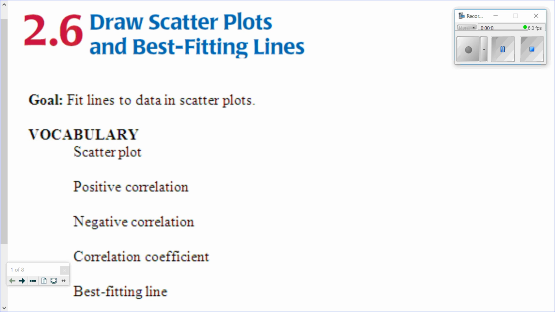Hi ladies, this is lesson 2.6. It's about scatter plots and finding the line that best fits the graph with all of your scatter plots. A scatter plot is a graph, just like our linear graphs that we've been making, but it doesn't show a full line. It just shows a set of data pairs, x and y, so a few different coordinate pairs.